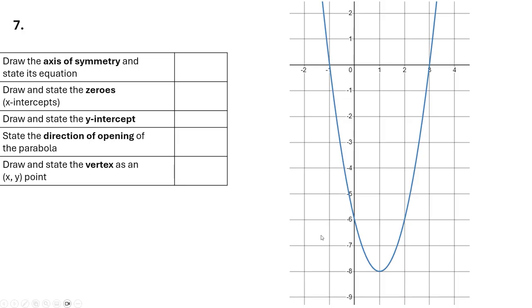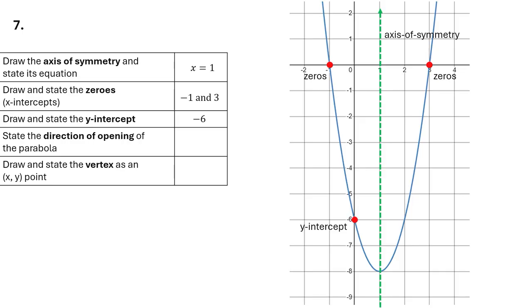In this graph, our axis of symmetry is right here at x equals 1. Our intercepts are at -1 and 3. The y-intercept is right here at -6. The direction of opening is up. And the vertex is right here at this point, 1, -8.